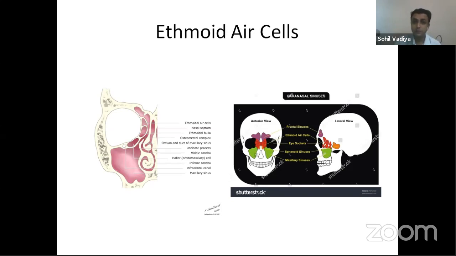That is why it is very important for all of us during endoscopic sinus surgery that we respect the sphenoid sinus, we respect the relations of the sphenoid sinus. And one of the complications of endoscopic sinus surgery is injury to the optic nerve. The incidence is 2%, maybe less than that, because we are very careful.